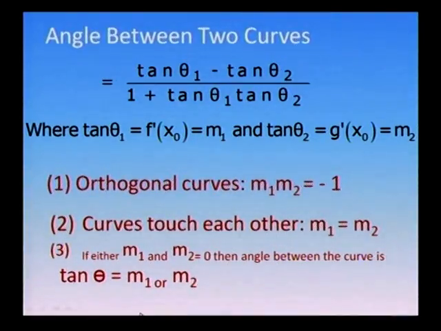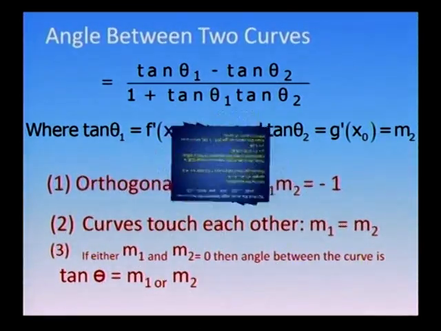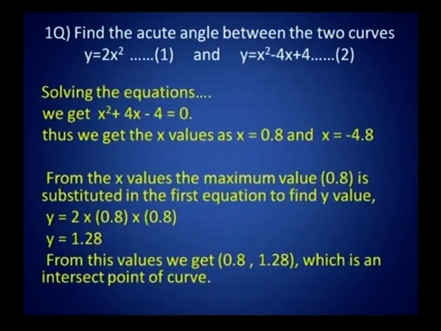So friends, this is the angle between two curves, and we have solved problems on these three also: the first on orthogonality, the second on curves touching each other, and the third on when m1 and m2 are equal to 0, then the angle between the two curves is m1 or m2. So friends, this is one problem.